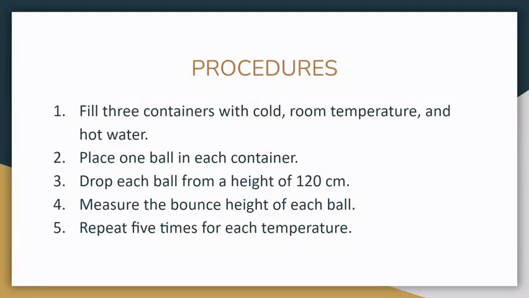The procedures in this experiment are to fill 3 containers of the same size with cold, room temperature water and hot water. I want to use about the same amount of water in each container to control for variables. I'll place 1 type of ball, 1 racquetball in each container, so I'm using the same kind of ball each time. I'm going to drop each ball from the same height, about 120 centimeters. I'm going to measure the bounce height of each ball each time I bounce it, and I'm going to repeat the procedure 5 times for each temperature.